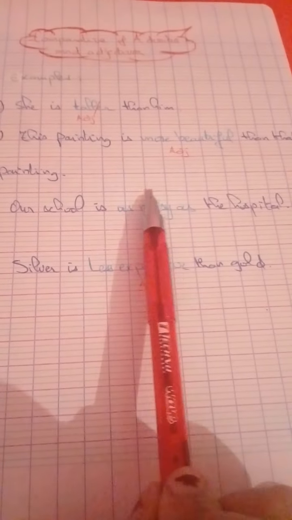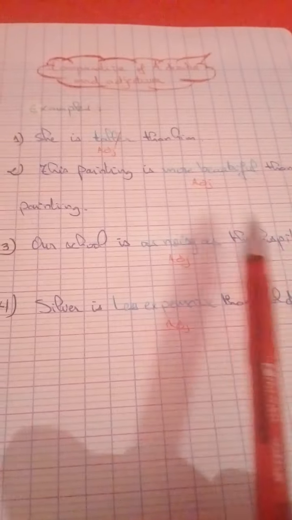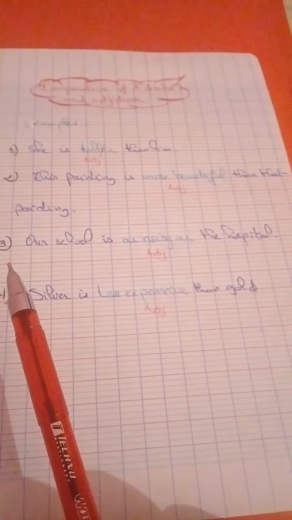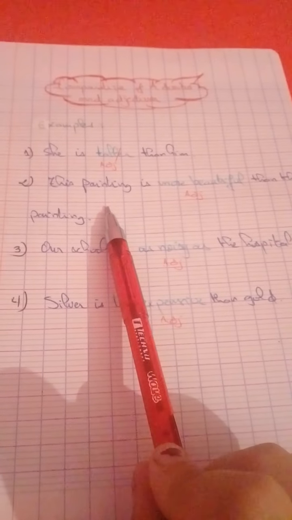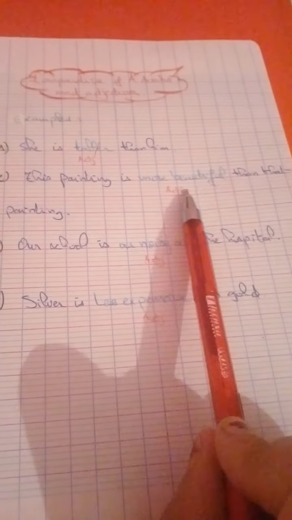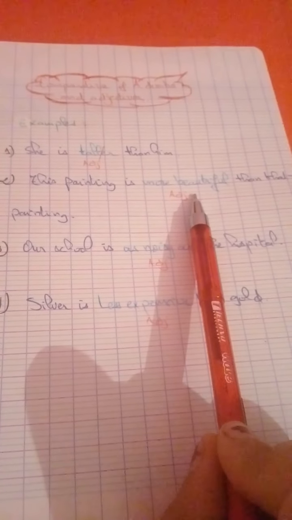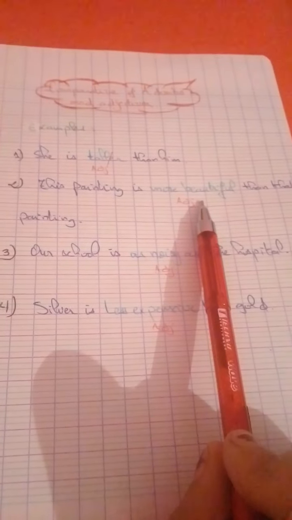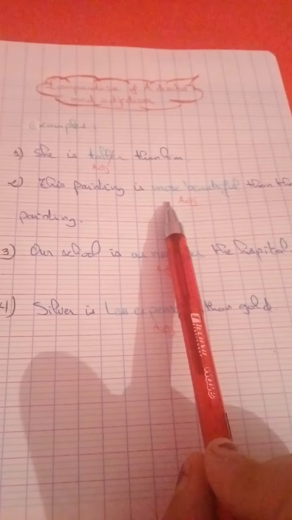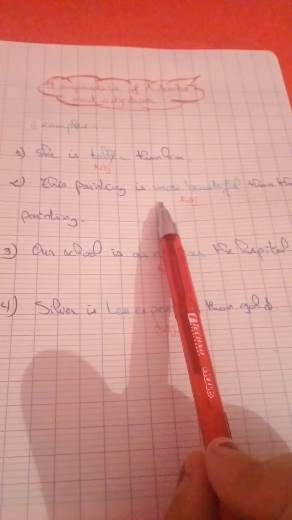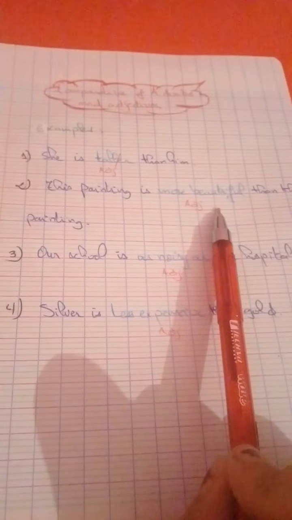this painting is more beautiful than that painting. The adjective here is, you know what does it mean, painting? It means لوحة in Arabic. This painting is more beautiful than that painting. Here the adjective is beautiful and it is of course a long adjective. Whenever you have a long adjective you have to add more. D'accord? نزيدو more because it is a long adjective.